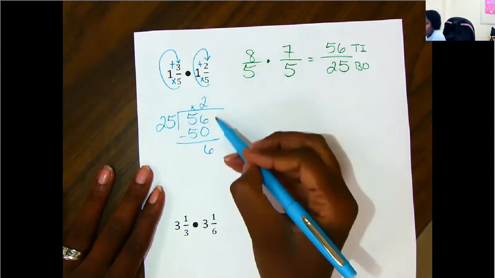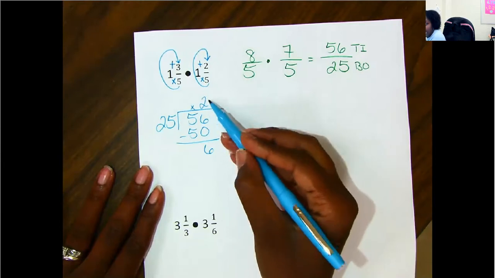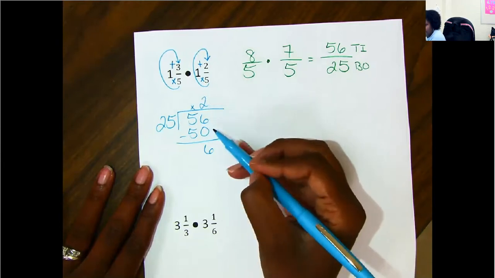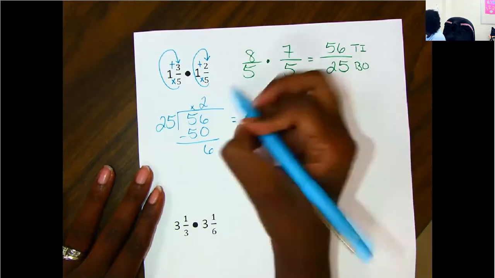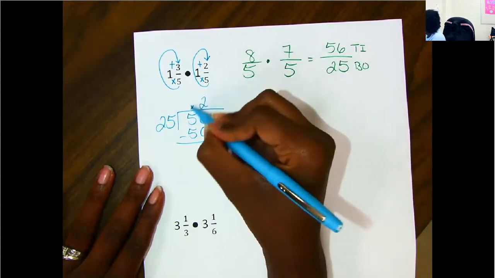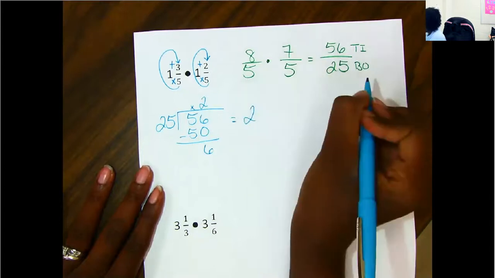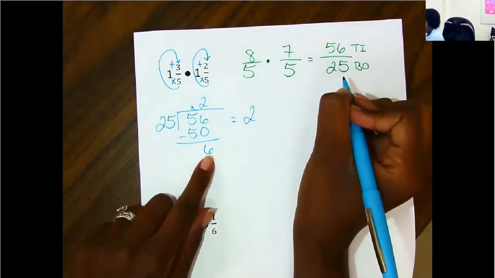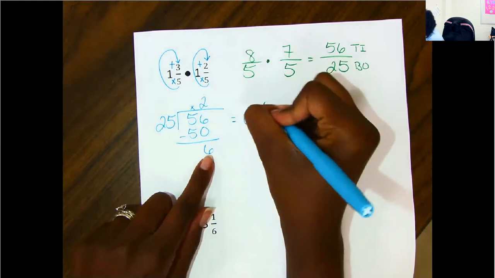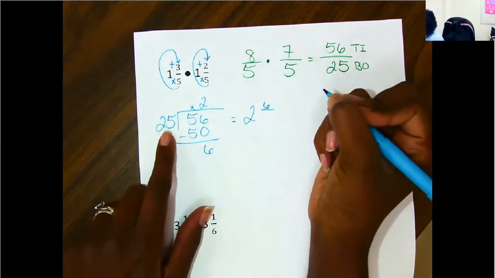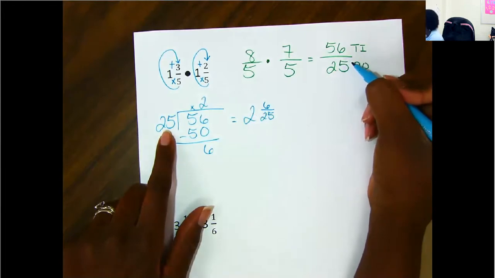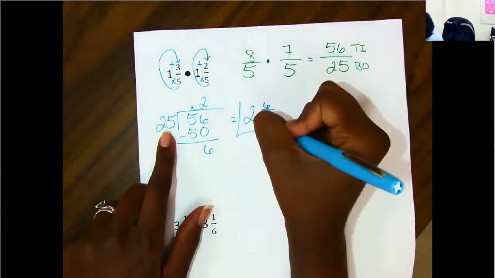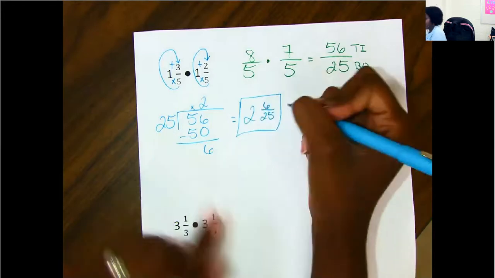Now, I have no more numbers. I do not add a decimal. I am done. I need to now make this a mixed number. So my top answer, which is my quotient, is now my whole number. What's left over, my remainder, is now my numerator. And then my denominator comes over. And notice that it's the same that was over here. Okay? So my final answer is 2 6/25.